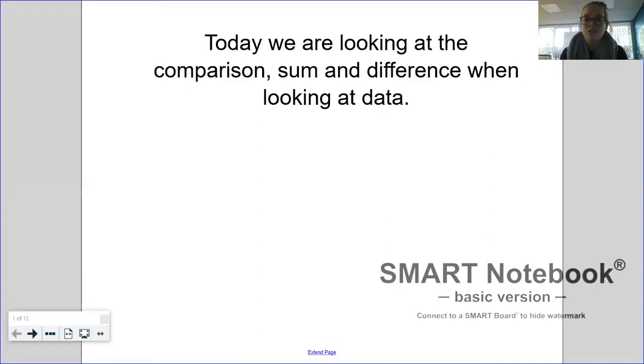Okay. First thing I'm going to do is tell you what we're doing. Today we are looking at the comparison, sum and difference. So we're looking at comparing, adding things up and finding the difference of things when we're looking at data. We've done loads on data during the week and we're going to continue today.